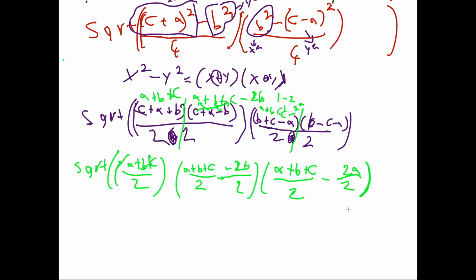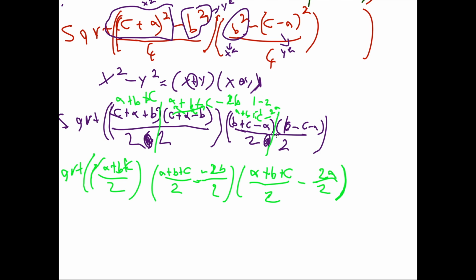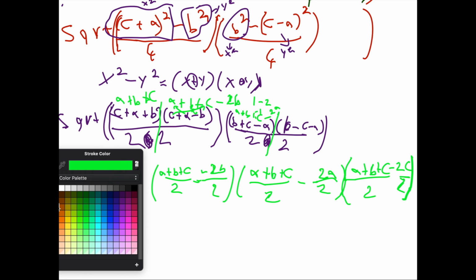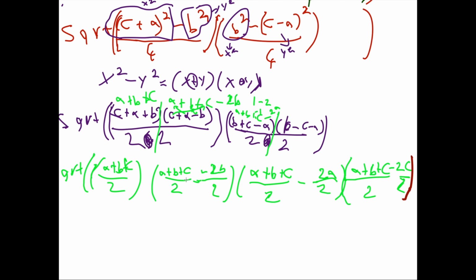And I think you can see the pattern emerging. Okay, last term, b plus c minus a can be simplified to a plus b plus c minus 2c. And we can divide this by 2 and divide this by 2. And we can do that. Okay, so now we have all the terms. Now, what can we do? Well, since this is that, we can cancel out this 2 and that 2. We can cancel out this 2 and that 2. We can cancel this and that.